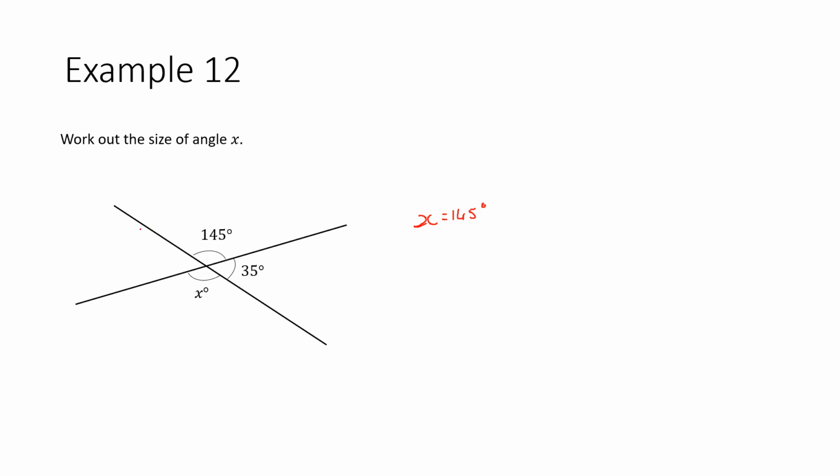If I was to take away this section of my diagram and leave it with just this one, it almost looks like it's a straight line. Therefore, I know that in total, it's going to equal 180. So if I do 180 take away 35, I'll also get a value of 145. So there are 2 ways that you could have worked this out: remembering that vertically opposite angles are equal, or having a look and seeing this is a straight line and doing 180 subtract 35, which gives you the same value of 145 degrees for X.